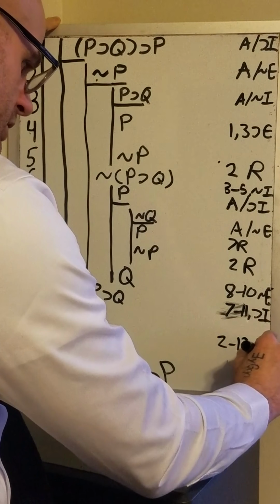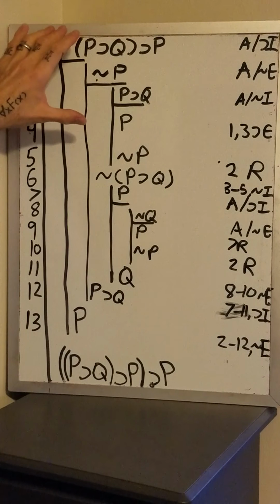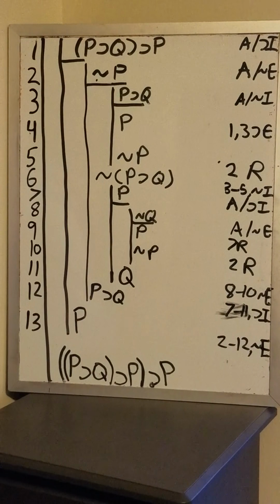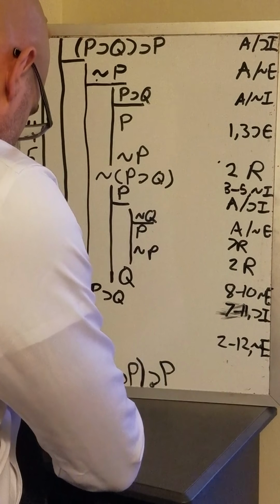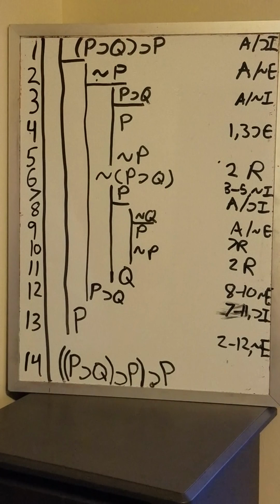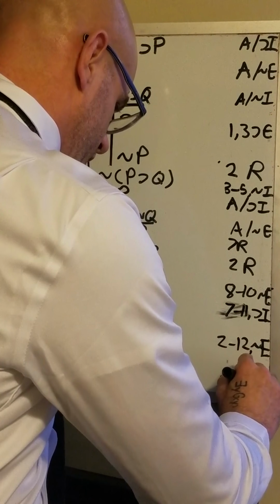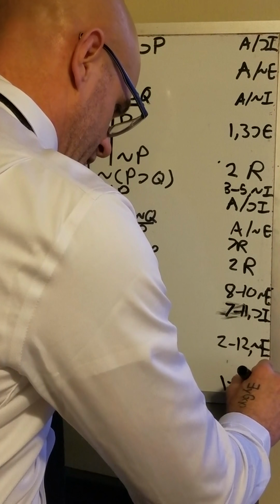Negation elimination. And finally, now we can close out the subderivation we started with, and we've shown that we can conclude this. We can conclude Peirce's law, lines 1 through 13, negation introduction.